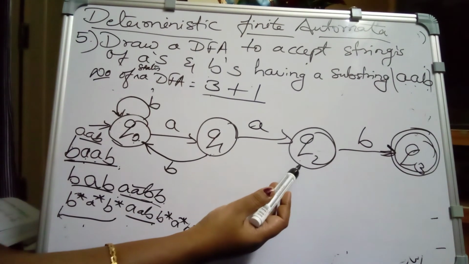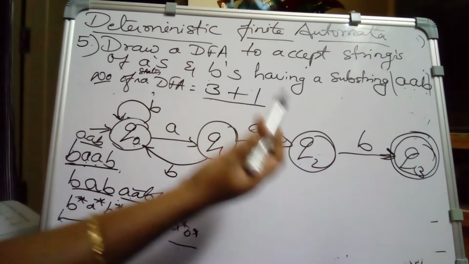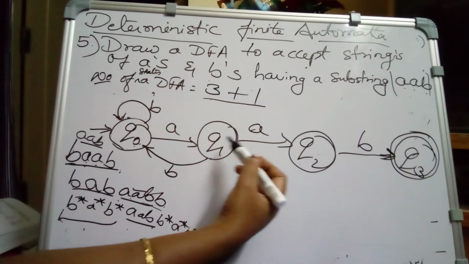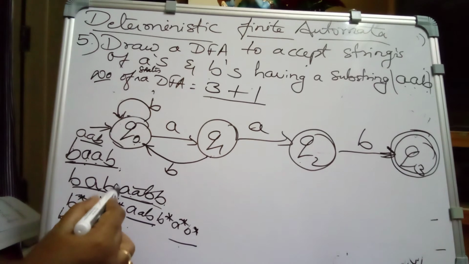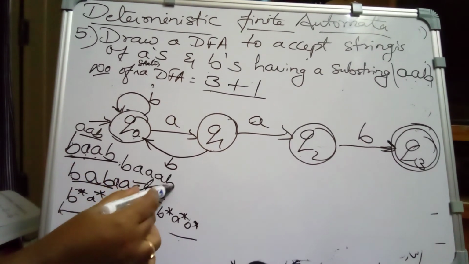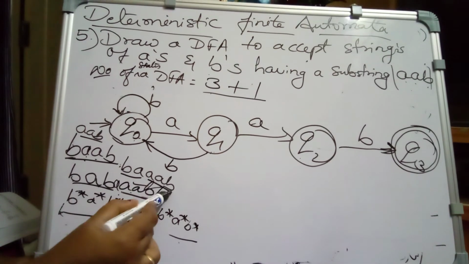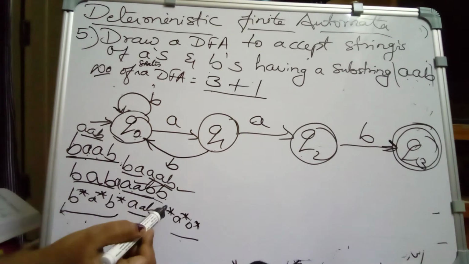Next, coming to the state Q2. Q2 on B, where is it going to move? Now Q2 also has, if my substring is AAB, there can be 3 A's followed by B also. My string can be like this also: BA followed by AAB. This is also accepted. This also has to be accepted.